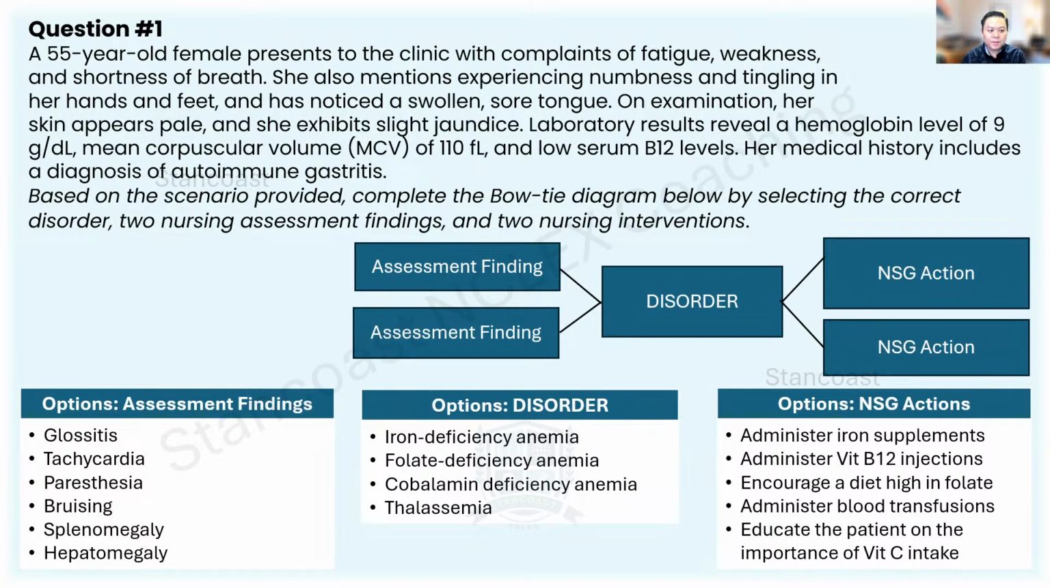So here, based on the scenario that's provided for you, I want you to complete the bow tie diagram by selecting the correct disorder. And you're going to have to supplement that with the 2 nursing assessment findings and 2 nursing interventions. So this is your task. You need to identify the disorder based on the scenario, and then you're going to have to supply the assessment findings here and also the 2 nursing actions.